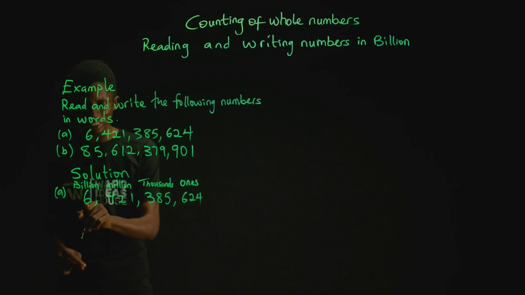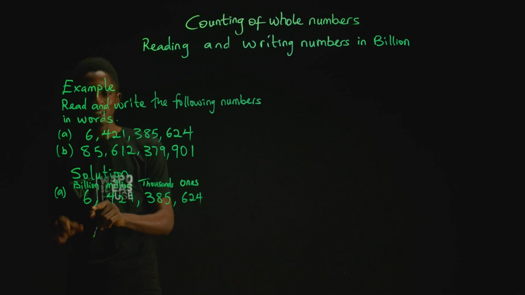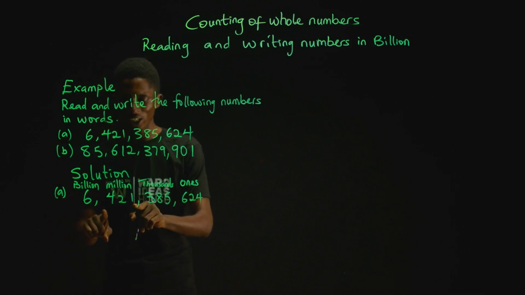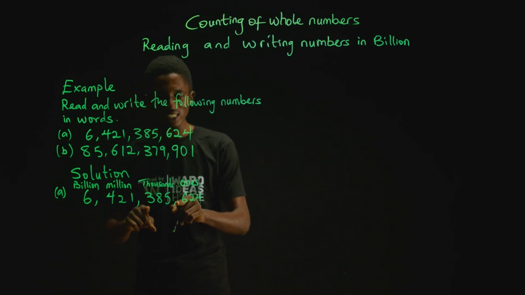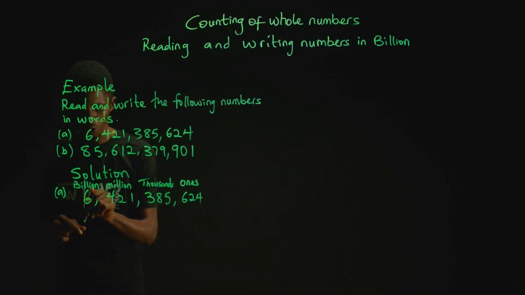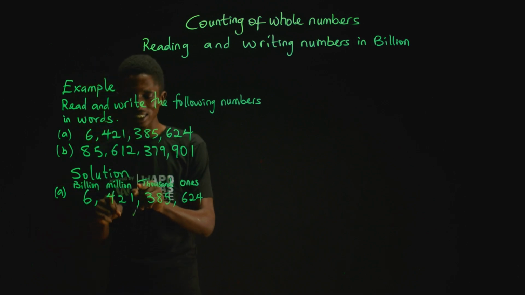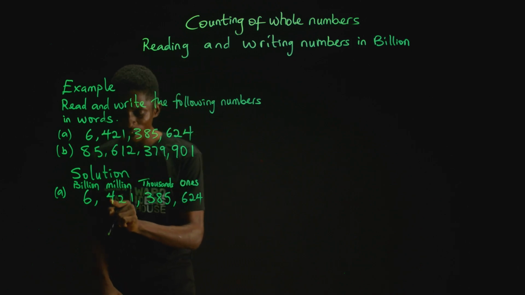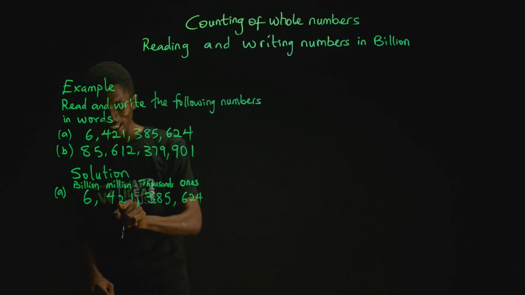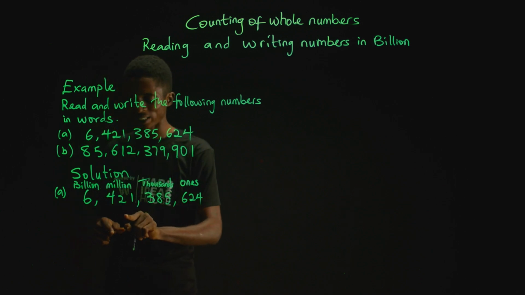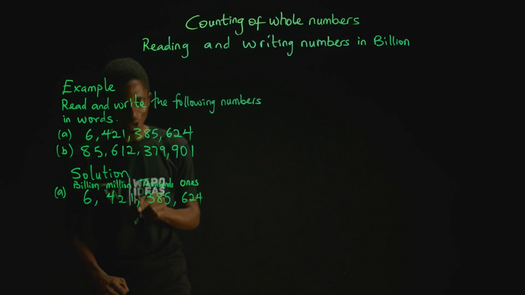Now let's read it the way it appears. So what we have here is 6 billion. Remember, you read the digit and then the place value. The digit, the place value. Let's try that. So 6 billion. Yes. The next one is in the million category. So we read off the 3 digits there, which will be 421. Yes, 421 million. You're getting it.